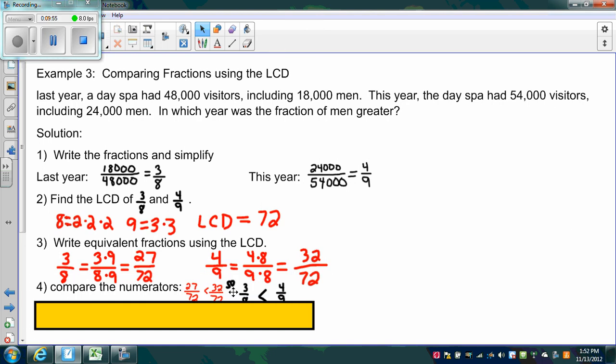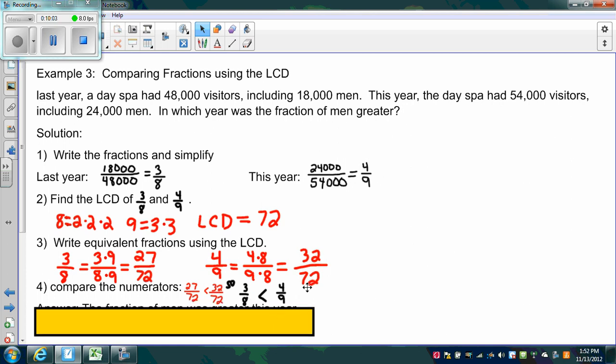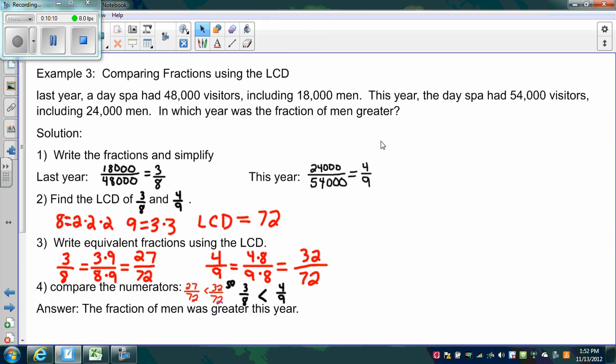So now all we have to do is compare the numerators. 27 is less than 32. So we know that 3/8 is less than 4/9. So now we can answer this question, which year? Well, the 4/9 relates to this year. So the fraction of men was greater this year than it was last year. So that's an example of how you can use this to help you figure out this fraction.